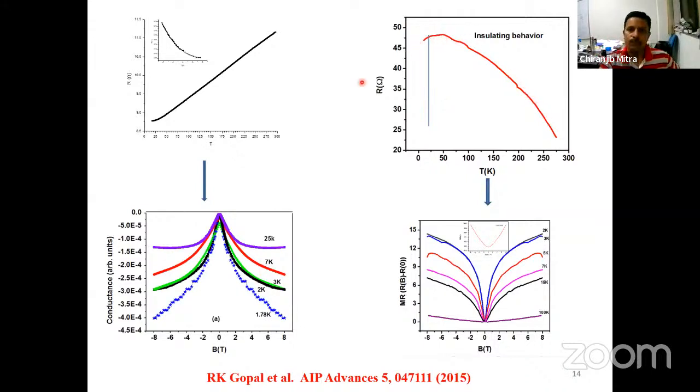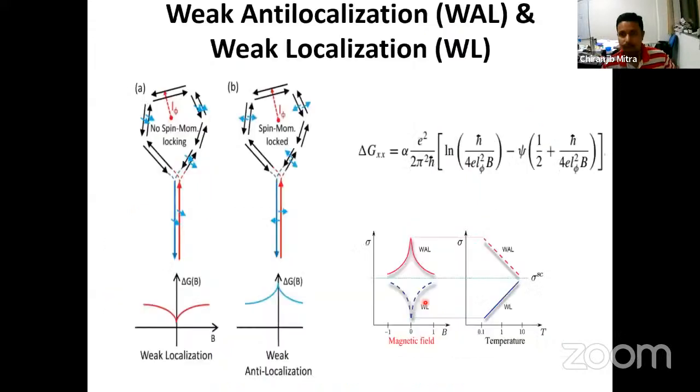Both of them will have this sort of weak anti-localization effect. It is inverted because in one case this is delta G, in another case it's delta MR. Both will exhibit similar behavior. However, the coefficients will be different. So that's what we will go into in the next slide: what is this weak anti-localization. Though it has been dealt with in detail, it wouldn't harm to do a little bit of that.